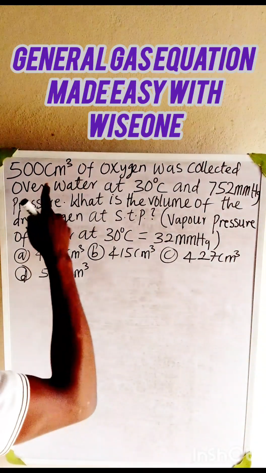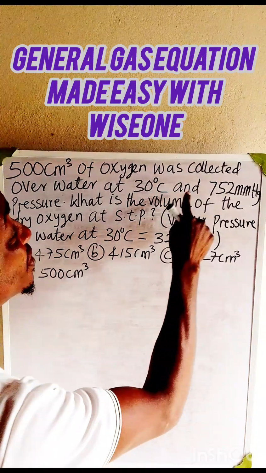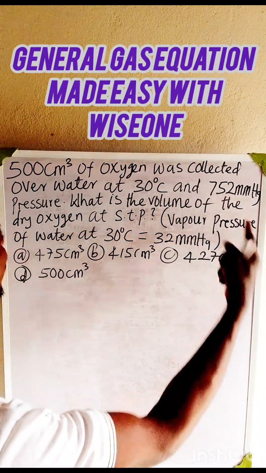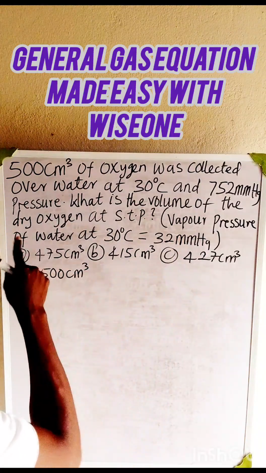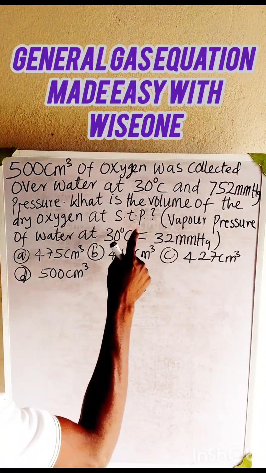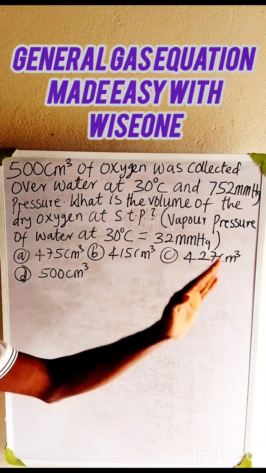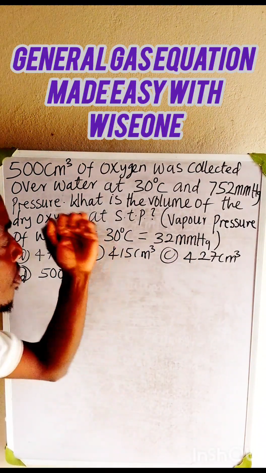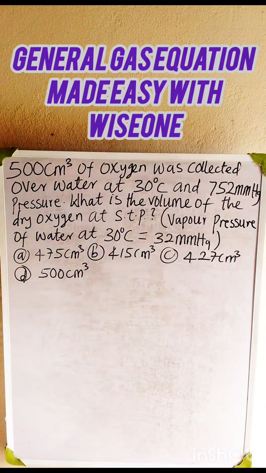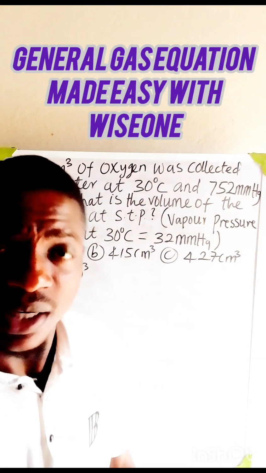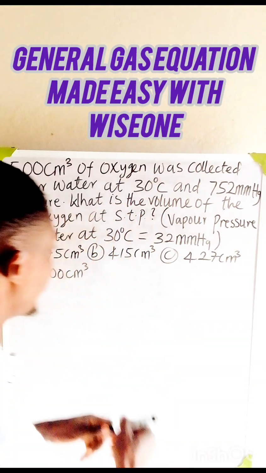The question says 500 cm cube of oxygen was collected over water at 30 degrees Celsius and 752 millimeter mercury pressure. What is the volume of the dry oxygen at STP? We've been given the vapor pressure of water at 30 degrees Celsius to be 32 millimeter mercury, and the options too are given. First of all, let us spell out the parameters that are given so we know the right formula to apply.